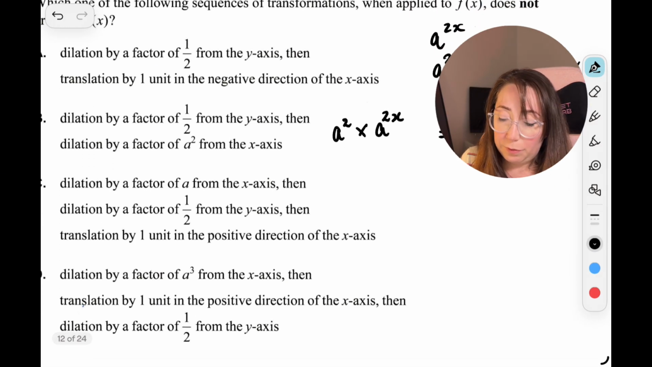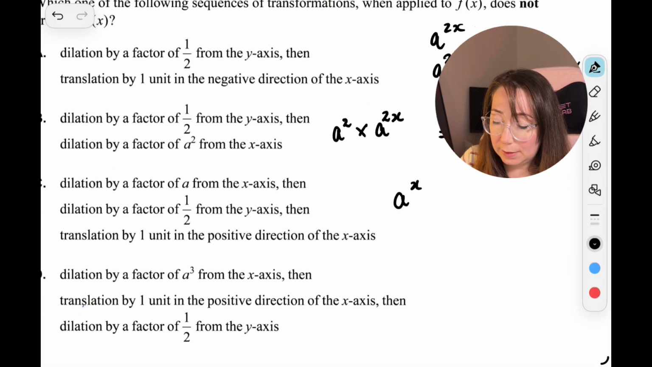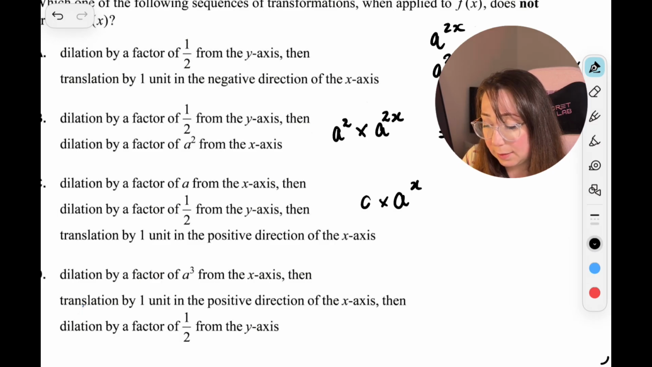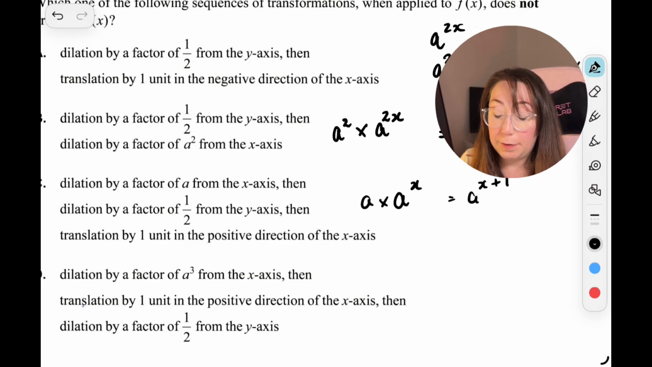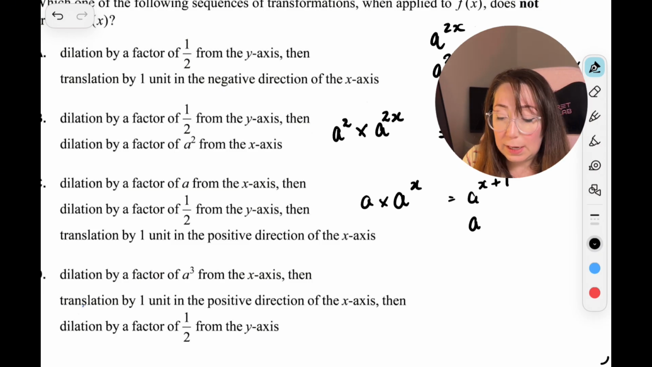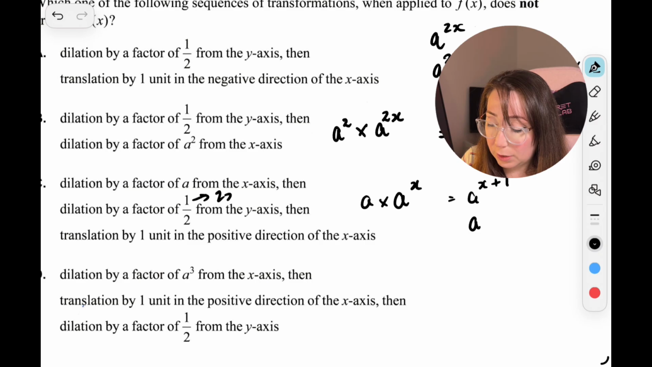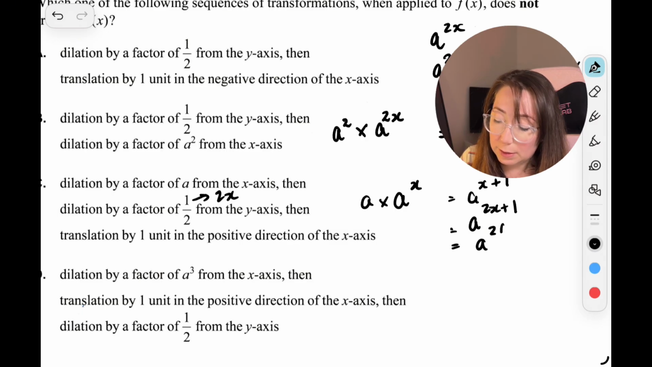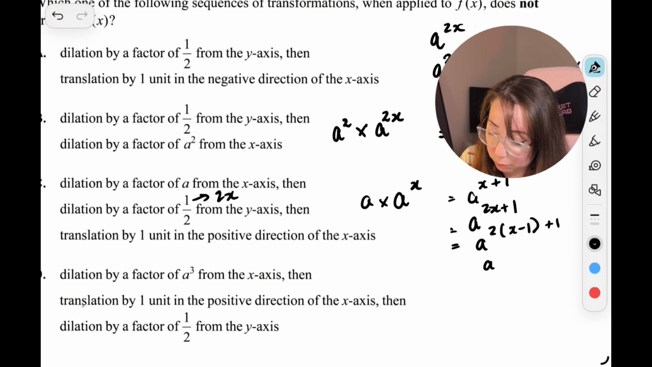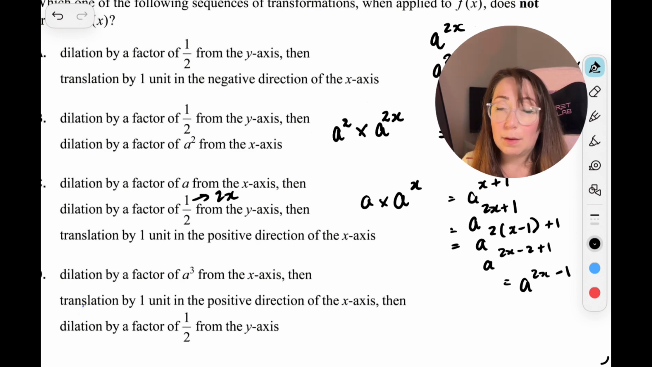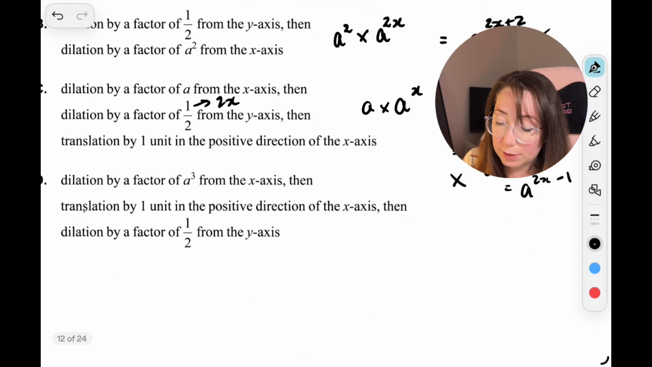All right, next one. We've got a dilation of factor a from the x-axis. So far that's going to be a to the x plus 1. Then we've got a dilation of factor 2 from the y-axis. So that means everywhere that I see x, I'm going to replace it by 2x. So that's a to the 2x plus 1. And then we've got a translation of 1 unit in the positive direction. Positive direction means we do the opposite, minus 1. So that'll be a to the 2x minus 2 plus 1, a to the 2x minus 1. So that looks like that will be my answer, but let's just try part D just in case.